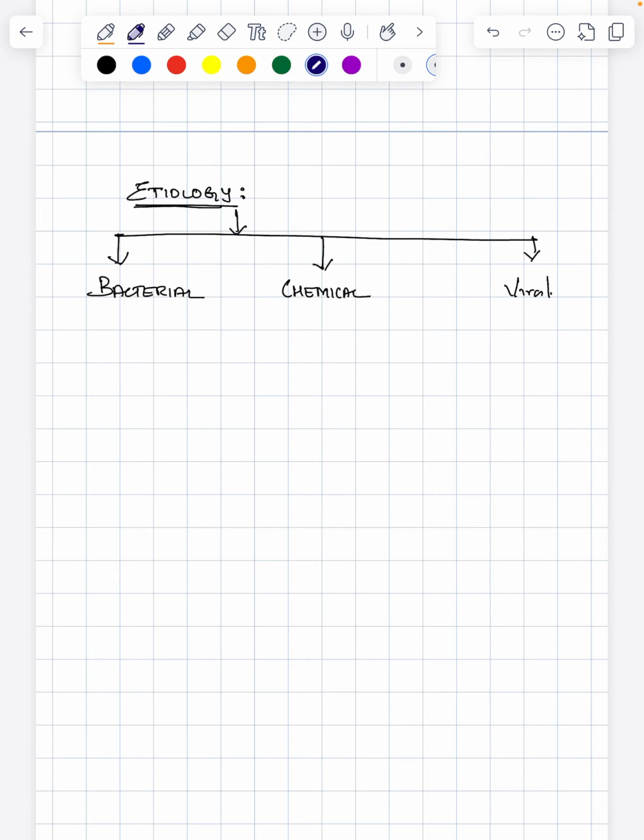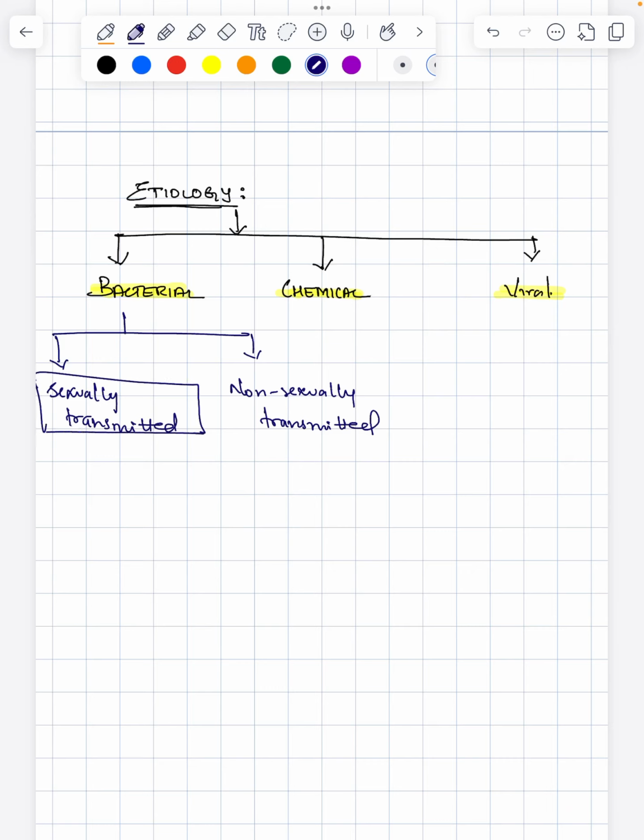You have bacterial cause, chemical cause and also viral cause. Among bacteria, you have sexually transmitted and non-sexually transmitted organisms. From the sexually transmitted ones, the organisms are, first, Chlamydia trachomatis, and second, Neisseria gonorrhoeae.